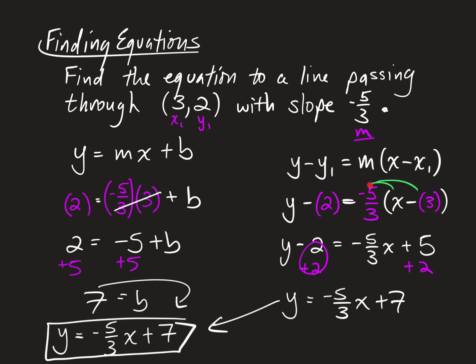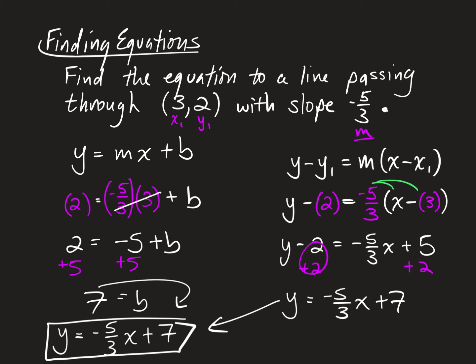So what happened, I distributed negative 5/3 times x, which is just negative 5/3 x, and negative 5/3 times 3, which is what we did over here. The 3's cancel, we were just left with negative 5, but negative times negative is a positive, so that's how that worked. Add 2 to both sides to isolate the y, 5 plus 2 is 7. Yeah, we got the same equation.